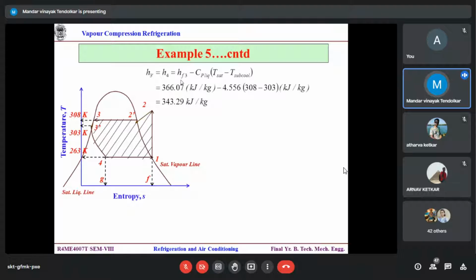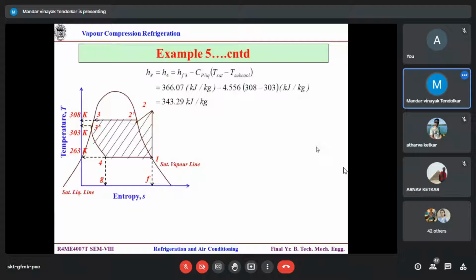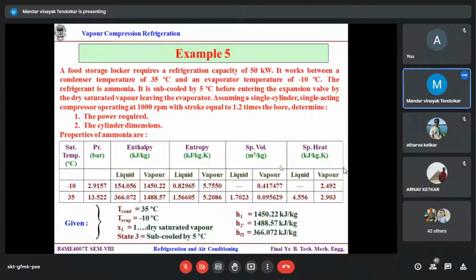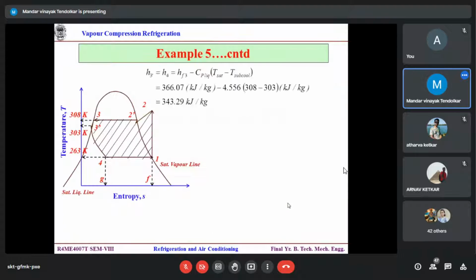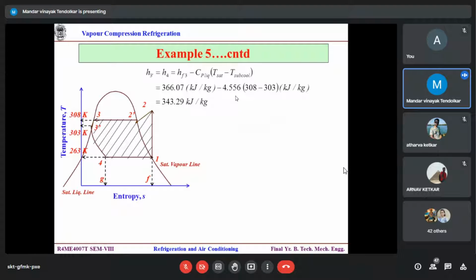So that is H3 dash, basically HF3 minus Cp times delta T. And delta T is 5. Cp of the liquid is given to you. Correct? So you substitute over there. Cp of the liquid is given to you. So you substitute over there. Fine. Is this calculation correct?